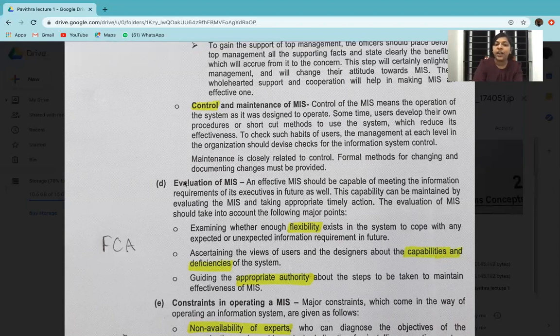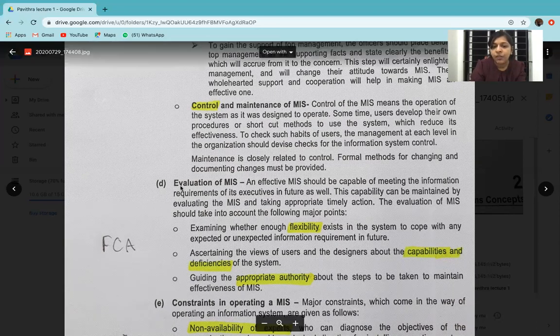So for evaluating MIS, we have three keywords. What are they? FCA: flexibility, capabilities and deficiencies should be ascertained, and A is that the appropriate authority should guide for maintenance. So flexibility, capability, appropriate authority. These are the keywords with which we can evaluate MIS.